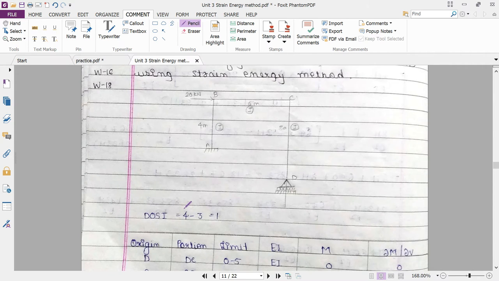So here DOSI is 4. How will 4 come? We know that whenever a fixed support is there, the degrees of freedom will be 3: one vertical, one horizontal, and one moment. Whenever a roller support is there, only one reaction will be formed.